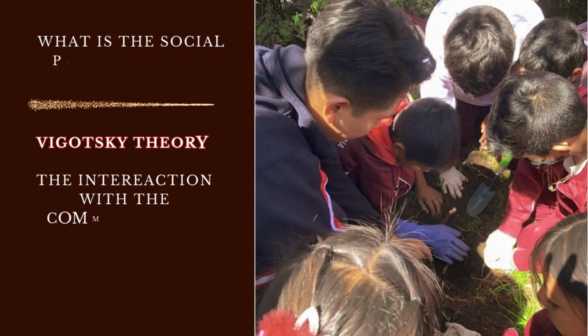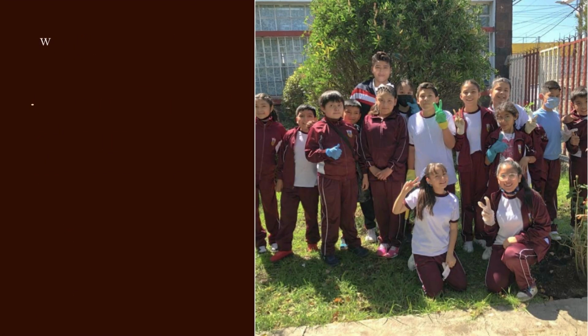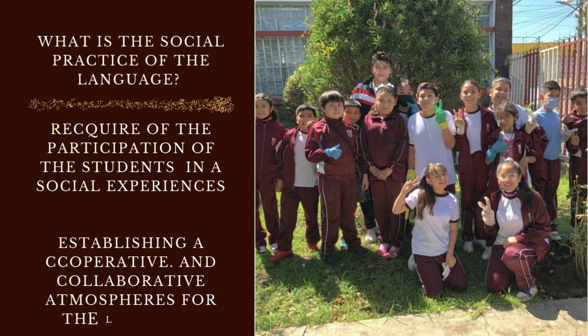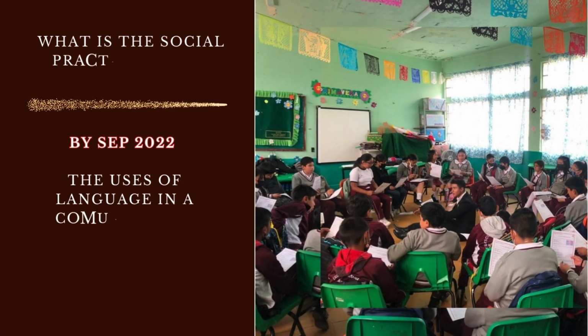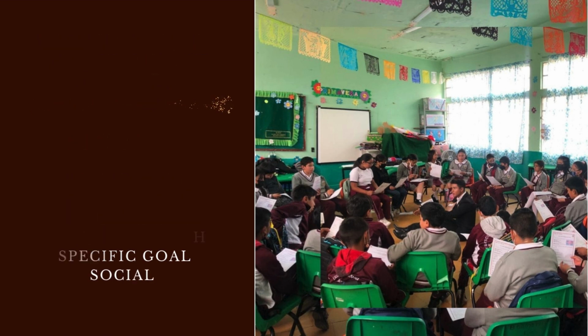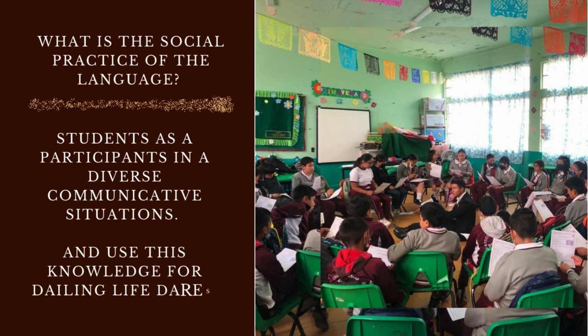First, what is the social practice of the language? According to Vygotsky's theory, it is interaction with the community, where the subject uses thoughts, ideas, and emotions. It also requires the participation of the students in social experiences, establishing a cooperative and collaborative atmosphere for learning. CEP 2022 mentions the use of language in communicative situations with a specific social goal, for example, students as participants in diverse communicative situations, using this knowledge in their daily life.